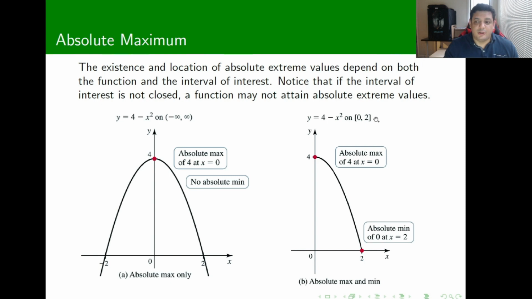Now, if the interval is closed, the situation is different. Notice that if I close the interval, I now have 4 minus x squared from 0 to 2. Then I have an absolute maximum at 0, which is still 4. But now I do have an absolute minimum because at 2, we have the value 0. Okay? So it's very important to ask yourself, do we have an open interval for my region or do we have a closed interval in my region? Depending on that, the existence of a maximum or minimum is going to be guaranteed or not.